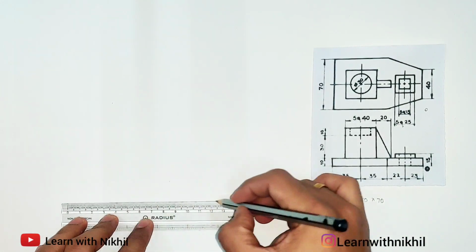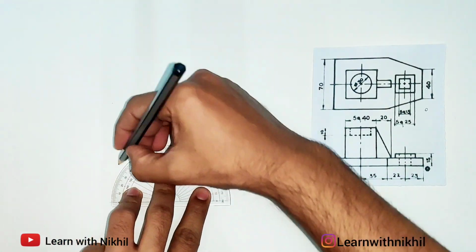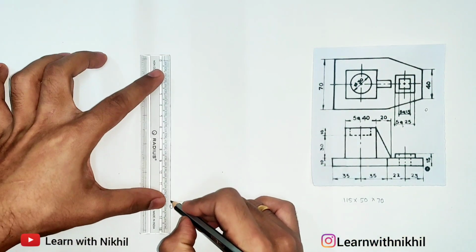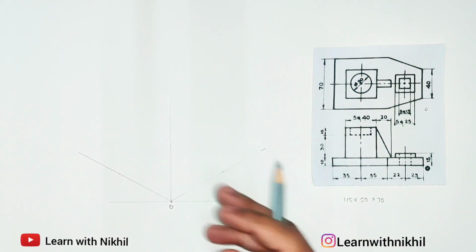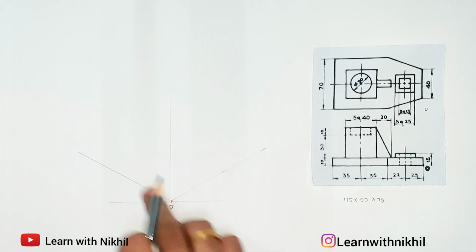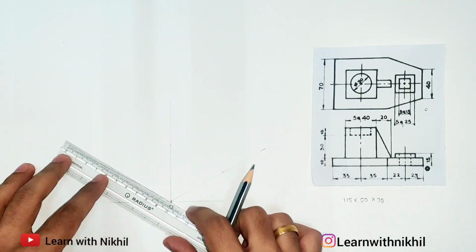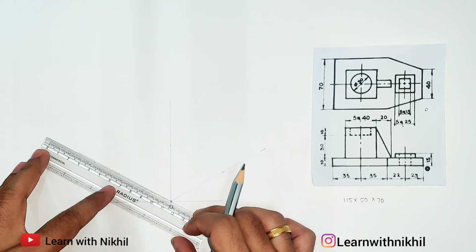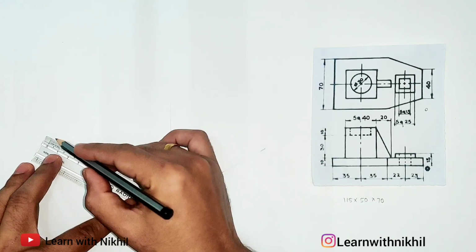So first we will draw a straight horizontal line, mark the point O. We'll mark the angles, that is 30 degree, 30 degree, 90 degree. Draw light lines through them. Now from point O on the left side, as you can see, we have a total distance of 115 millimeter. So from O on the left side 115 millimeter.